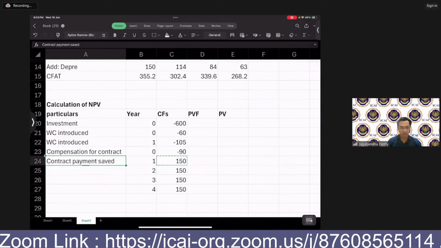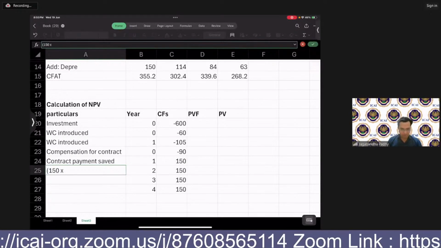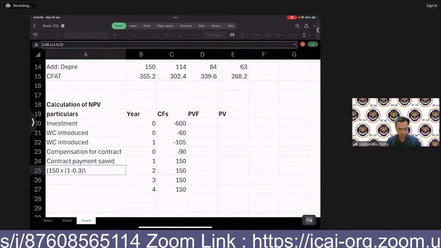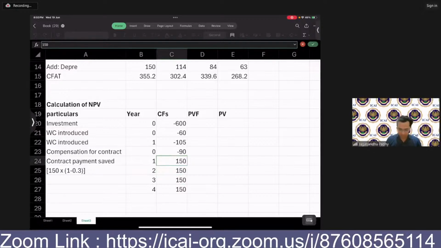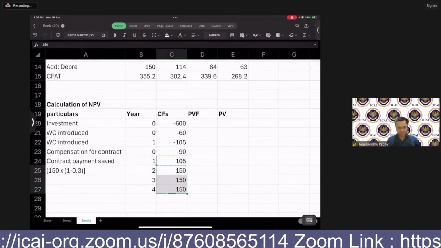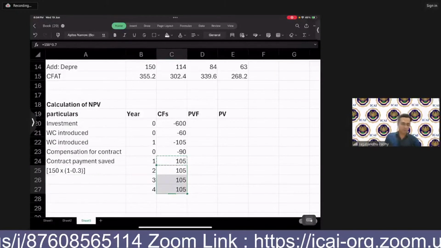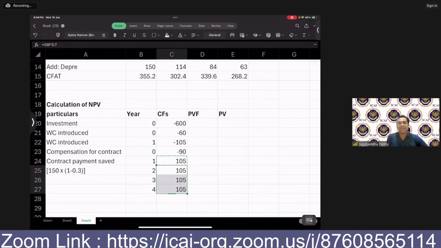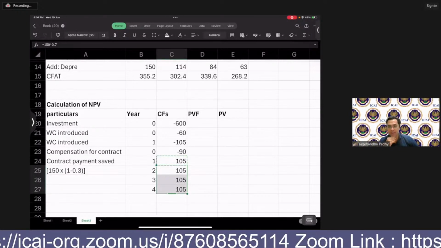But I can definitely make this contract payment saved as an after-tax figure by simply calculating it as 150 multiplied by 1 minus 0.3. So this is 150 multiplied by 0.7. So essentially, the net savings that we have is 105, because I would have got a tax saving on the contract payment. Whatever contract payment I would have been making, that I'll be saving, and the tax which I would have saved on that expenditure, that I'll have to pay from my pocket. So there'll be no tax deduction available from this. That's like the after-tax effect.